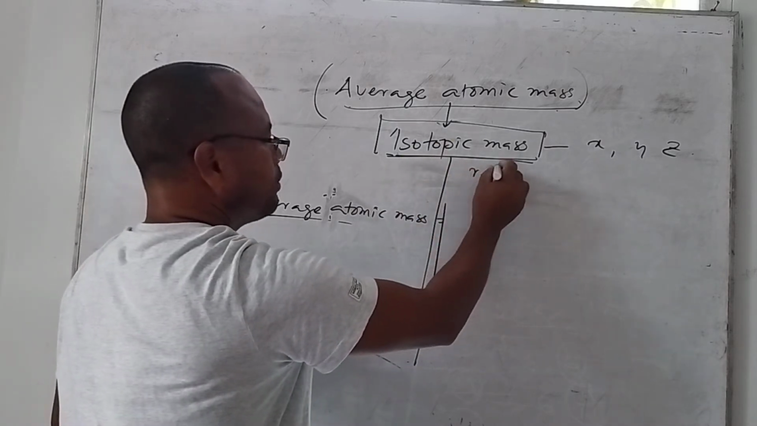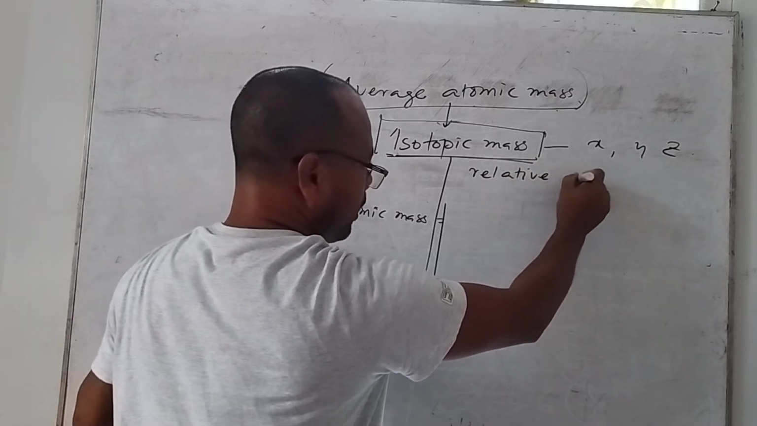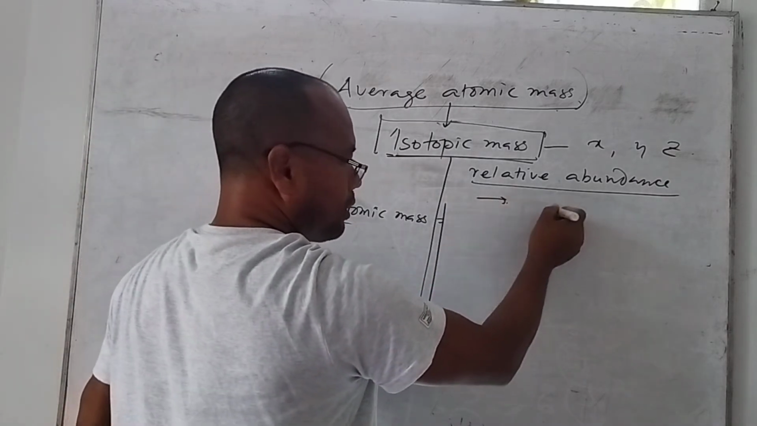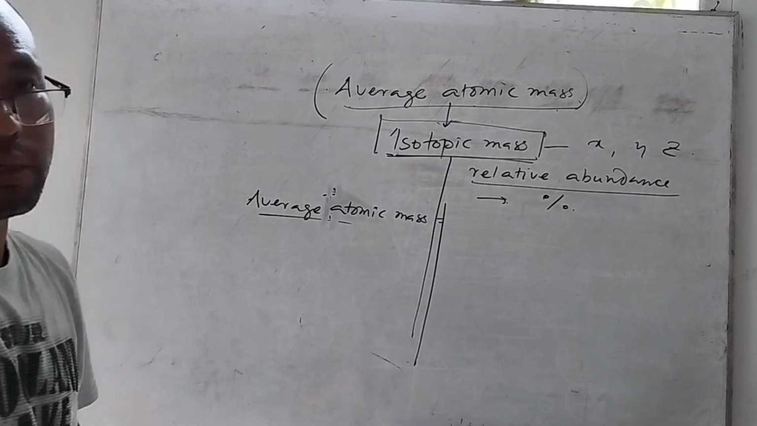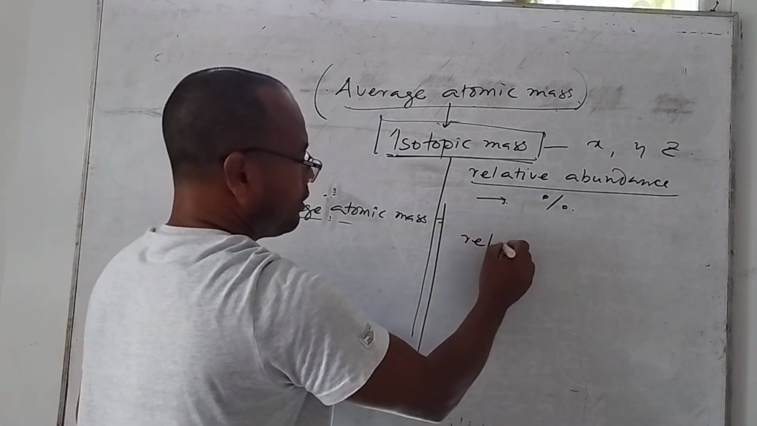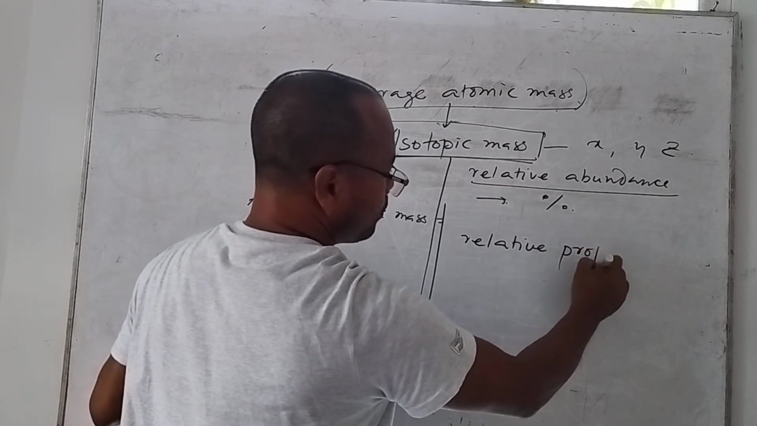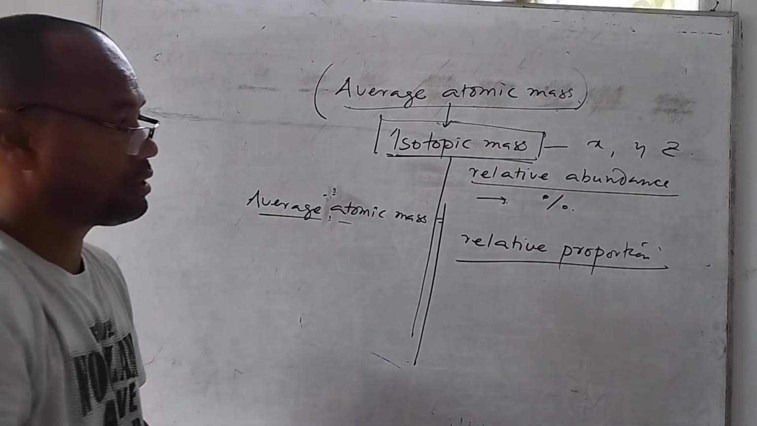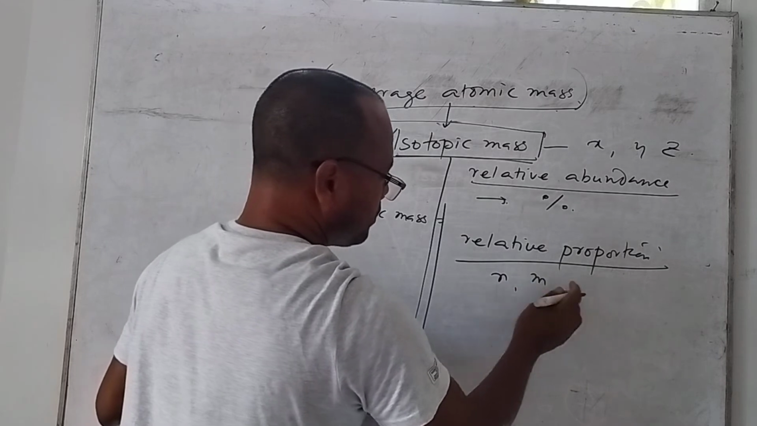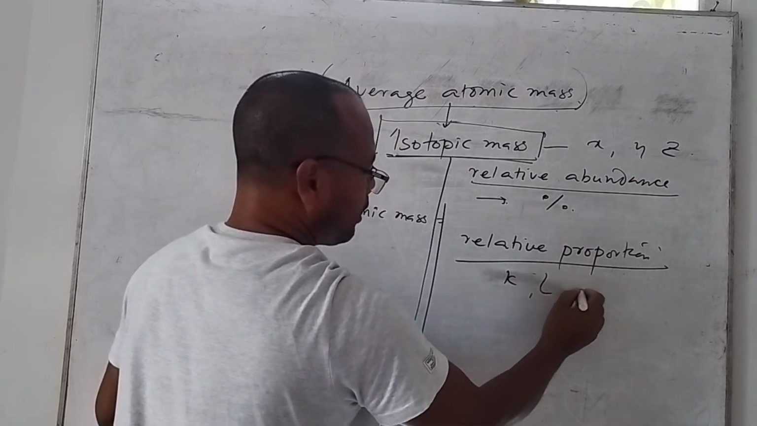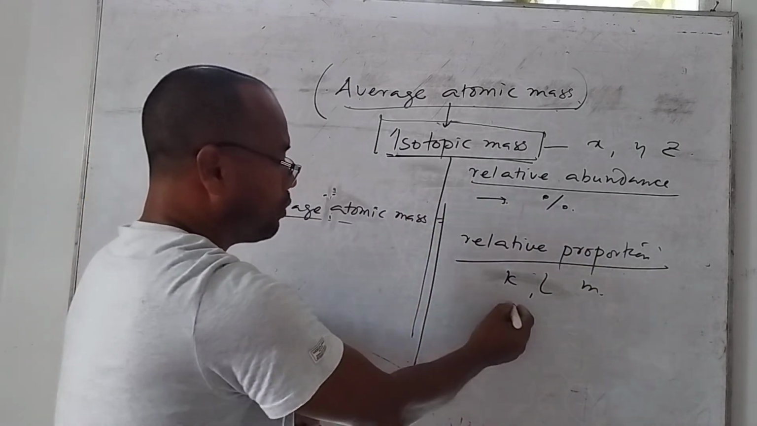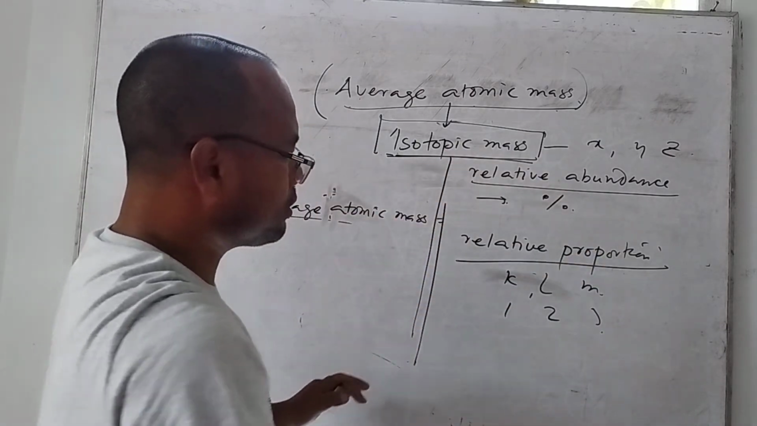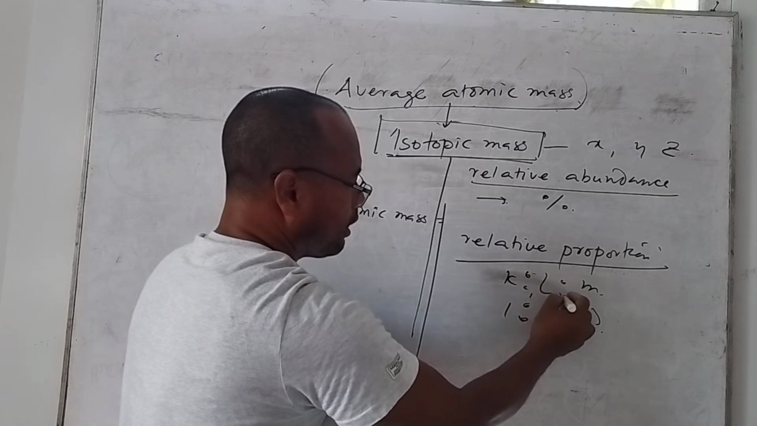Number 1, relative abundance. This relative abundance is sometimes given as a percentage, or it can be expressed as a relative proportion, just given by some number or figure. Suppose I write K, L, M. These are their relative proportions, suppose 1, 2, 3 like this. So if they give the relative proportion as a ratio, it looks like K, L, M.